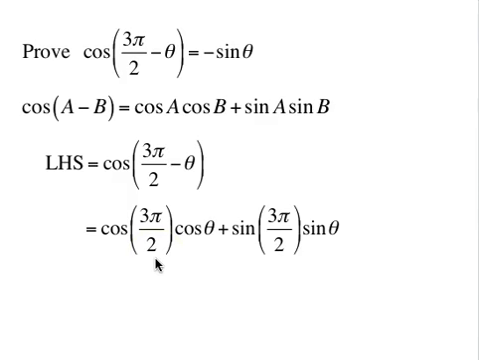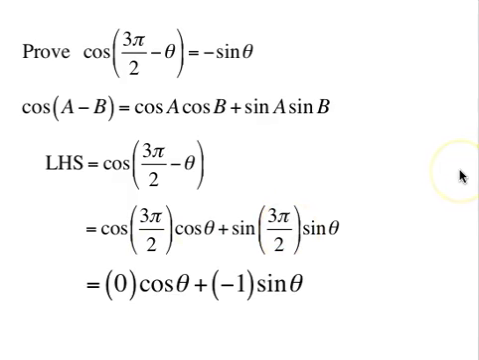Cosine of 3 pi over 2 is 0. Sine of 3 pi over 2 is negative 1. So 0 times cos theta plus negative 1 times sine theta. 0 minus sine theta, just negative sine theta, which is what we're going for. That, of course, is our right-hand side. Starting with the left-hand side, equals right-hand side, and that is a proof.